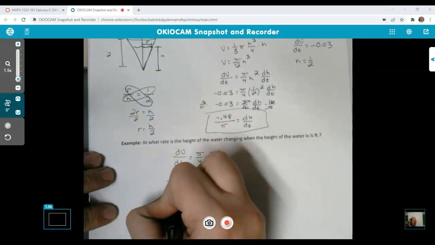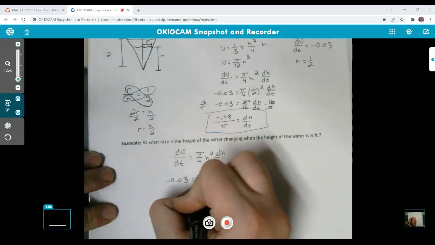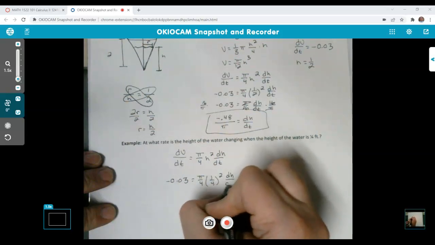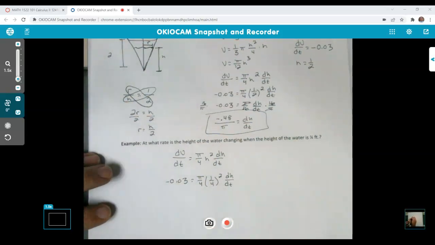So still negative 0.03 equals pi over 4 times 1 over 4 squared. 1 over 4 squared is 1 over 16. 1 over 16 times pi over 4 is pi over 64. So to solve this for dh dt, just multiply it by 64 over pi. Negative 0.03 times 64 is negative.